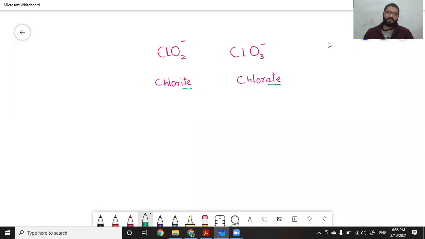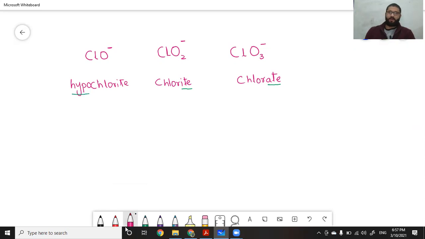Now the question arises: what if we have a fewer number of oxygen than these two, like ClO, which is also a polyatomic anion? What will be the name of this anion? In this condition, you have to understand that the parent name will be the same, chlorite. But before chlorite, you have to use the prefix hypo. Hypochlorite. You have to use the word hypo.